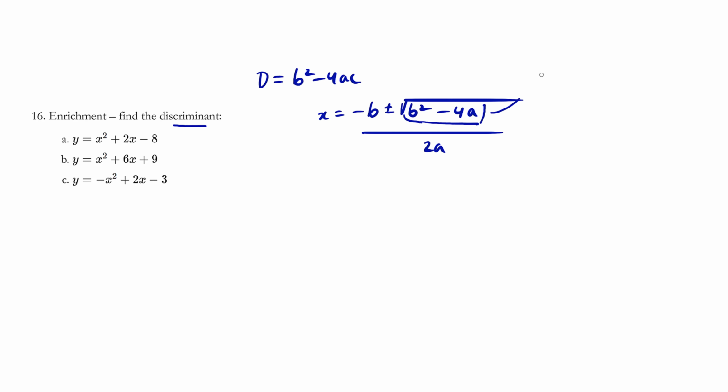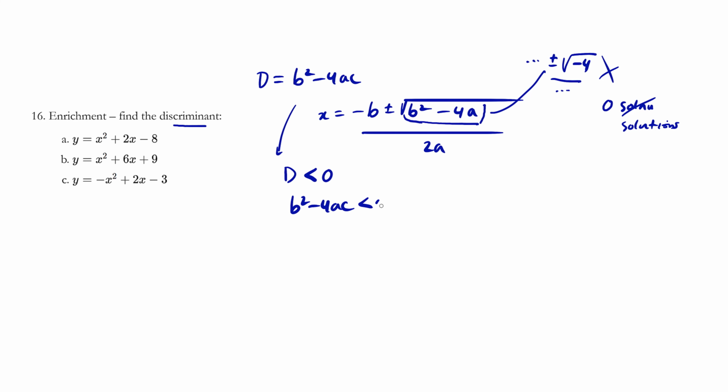So if, for example, you have the square root of some expression all divided by some expression, and the square root of negative 4, right away we know this is impossible. This means no solutions, or 0 solutions. So when the discriminant, which is the inside of the square root sign, is less than 0, when b squared minus 4ac is less than 0, it means that there are no solutions.